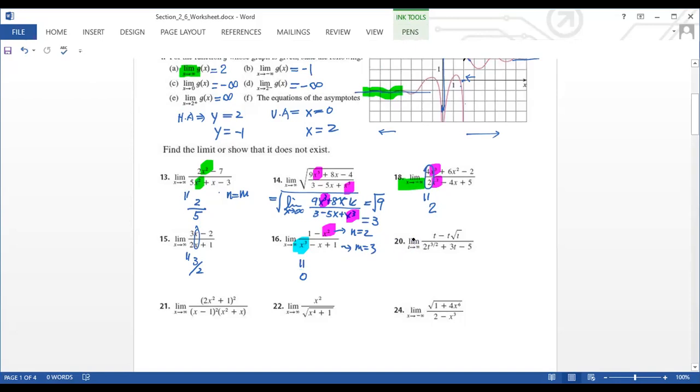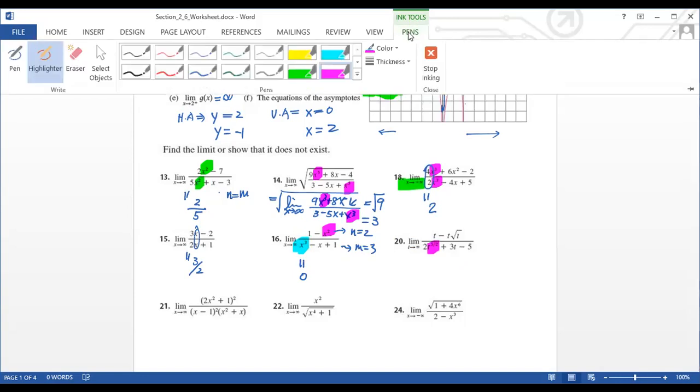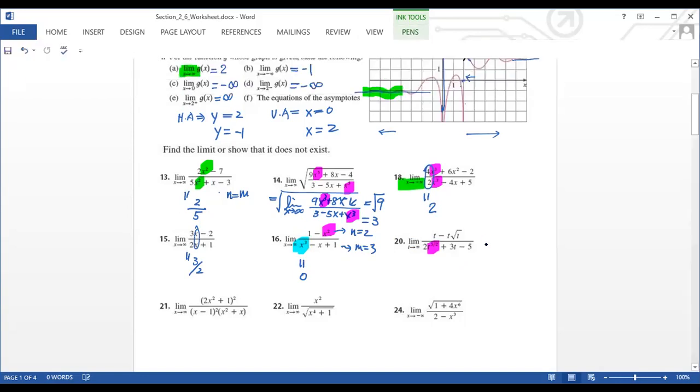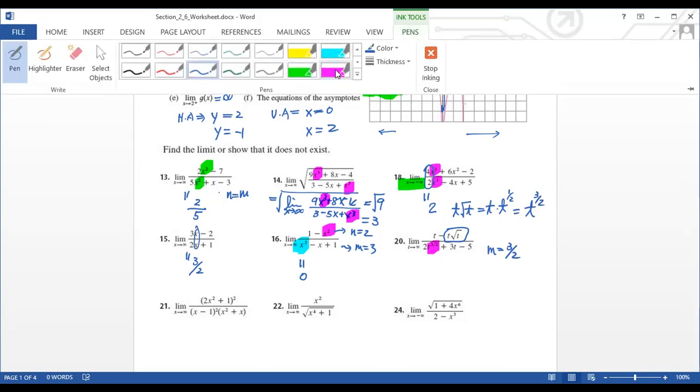Okay, now let's take a look at number 20 here. What is the highest power on the denominator? It's 3/2, right? So n is 3/2. Now you take a look at the top here. This is t times the square root of t. What is the square root of t? It's t to the 1/2. So this is t to the what? It's 3/2.